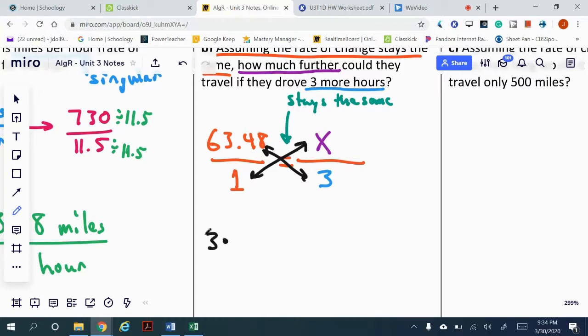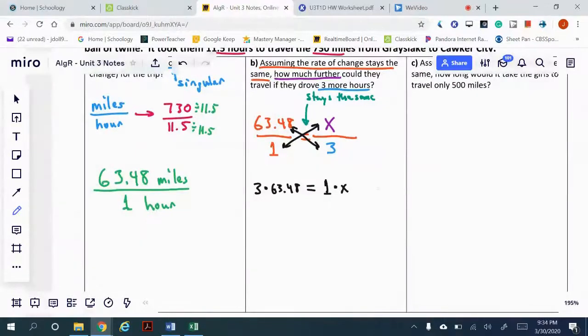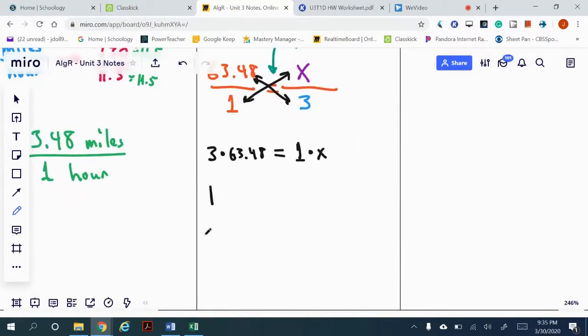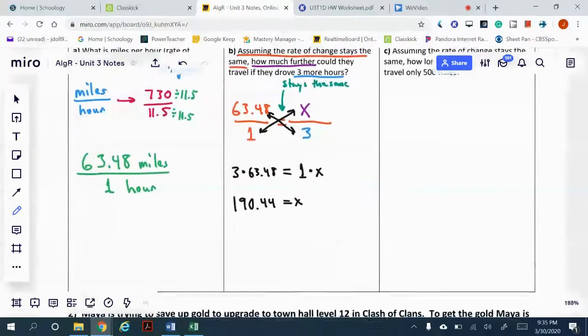So 3 times 63.48 should be equal to 1 times x. Well, 1 times x is pretty easy. You're not going to get pretty much any easier arithmetic problems than that. And using our calculators, we will get 190.44 equals x. Now, what was it?